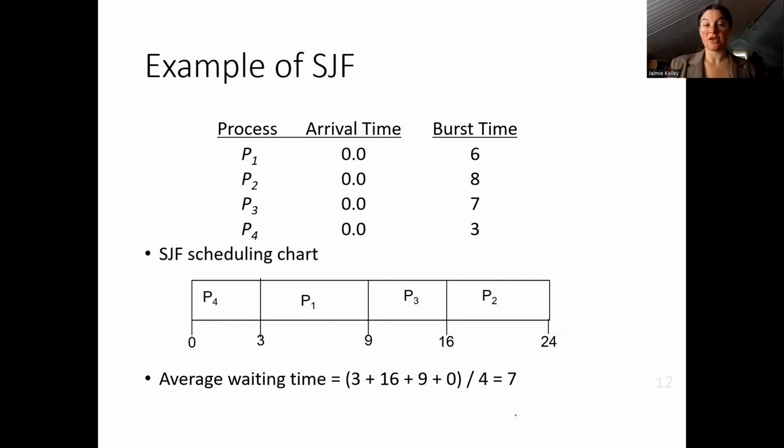Process 3 has the next shortest burst time with 7, and it will run starting at time 9, going up until time 16 milliseconds. So its waiting time is going to be 9. And then process 2, which had the longest burst time of 8 milliseconds, is going to execute from time 16 to time 24. When we average the waiting times for these 4 processes, they are then going to be divided by 4 and result in an average wait time of 7.